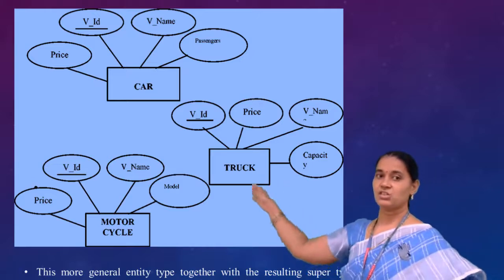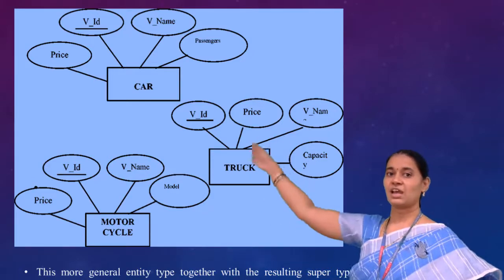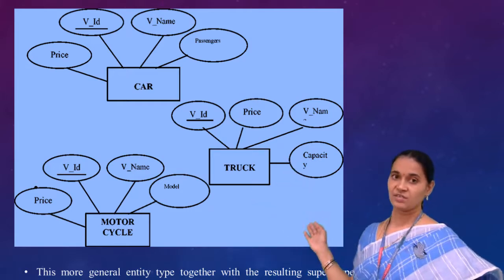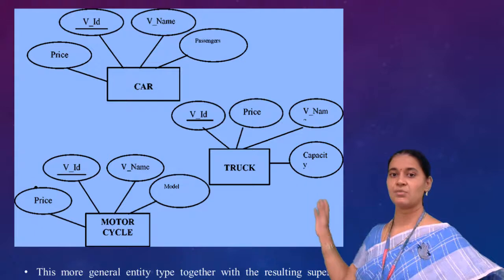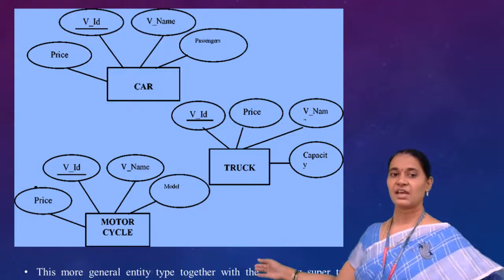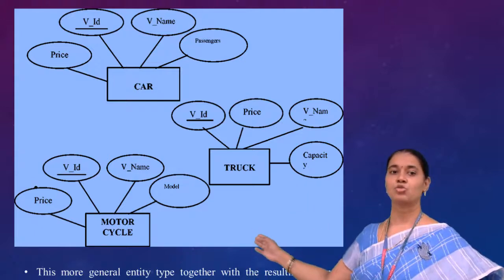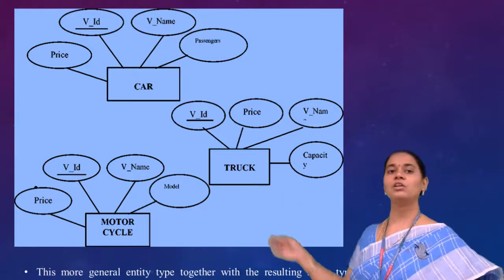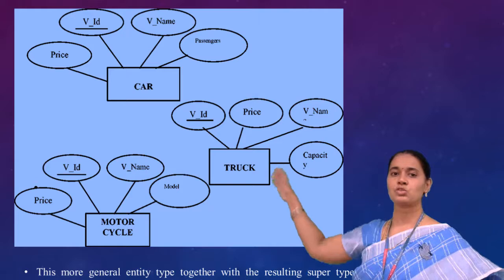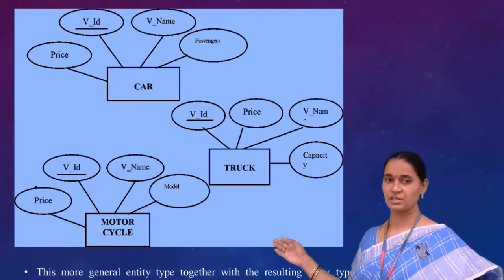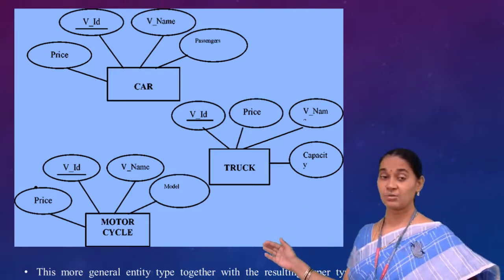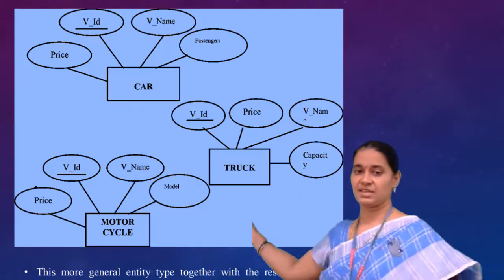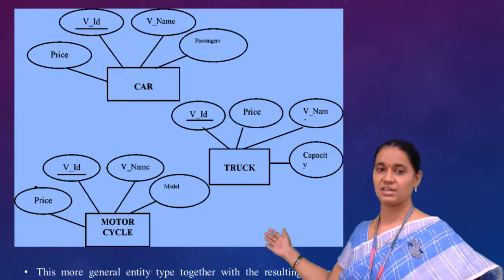Consider the car, which is surrounded by the attributes vehicle ID, vehicle name, passengers and its price. In the truck we have vehicle ID, price, vehicle name and its capacity. For motorcycle I have vehicle ID, vehicle name, its model and its price. If we look over all three entities, what are the attributes that are common for all three? Vehicle ID, vehicle name and its price. They are common for all three entities.